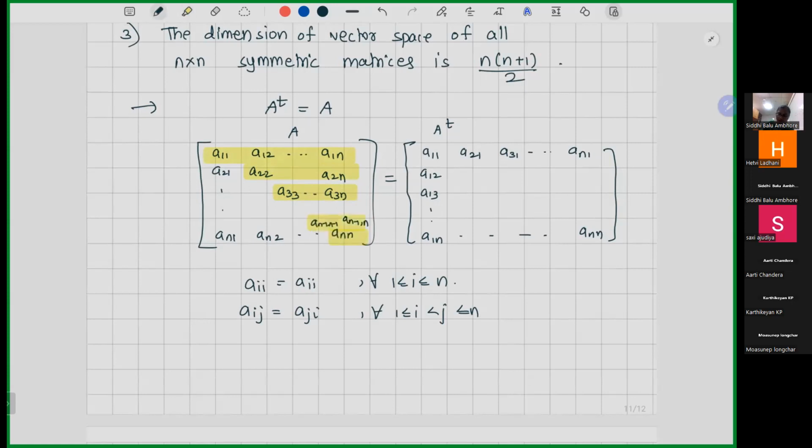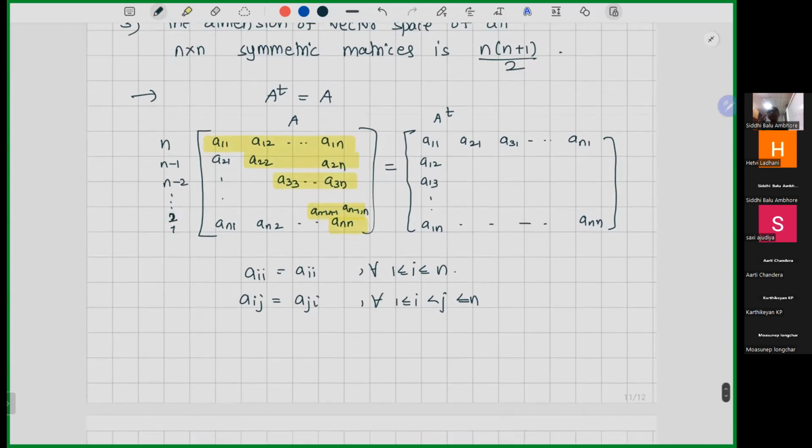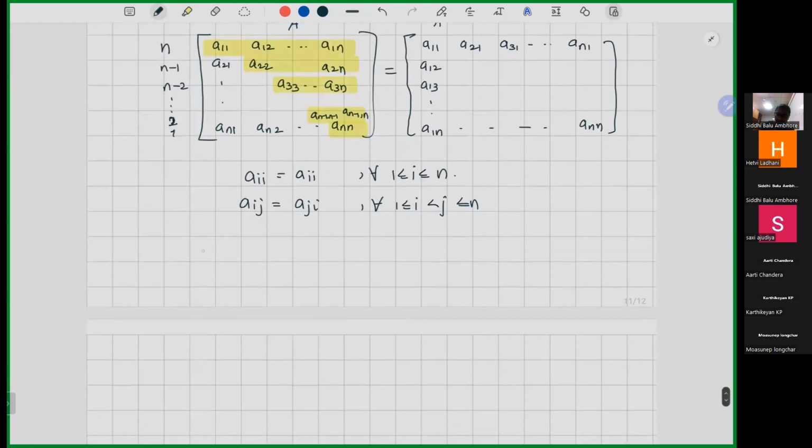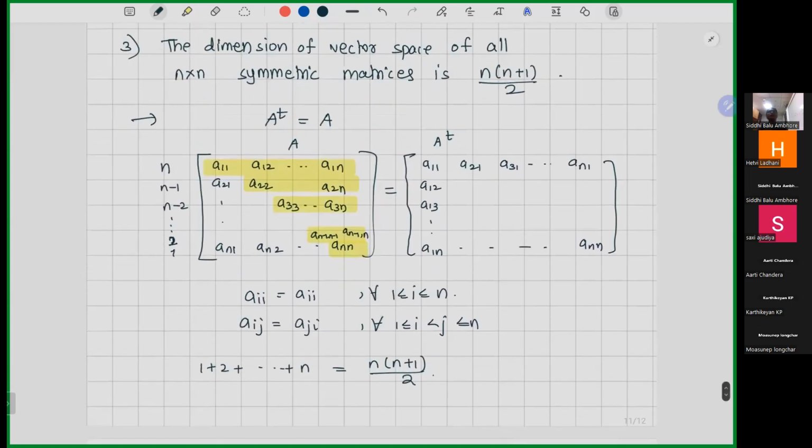So how many elements coming from first row? N. Second row N minus 1. Third row N minus 2. And last it is 1. And second last 2. So what is this? This is addition of 1 plus 2 up to N. And what is this? N times N plus 1 by 2. And so this is the same as what we have here. Okay. Any doubt?